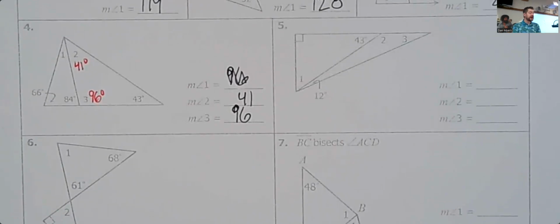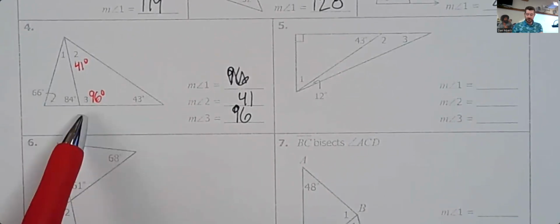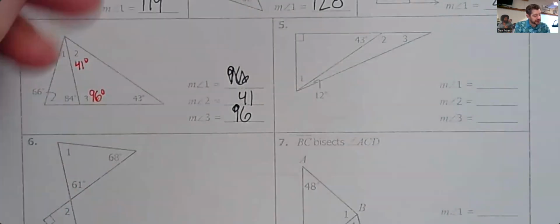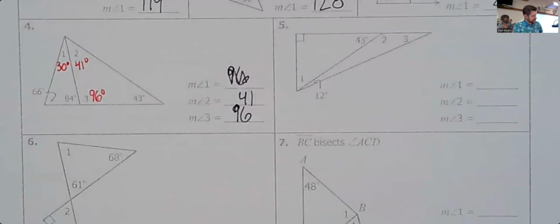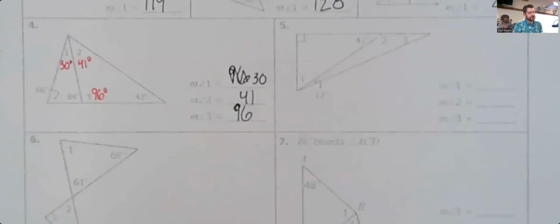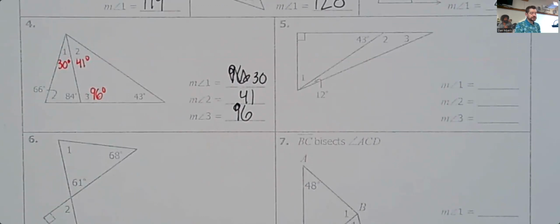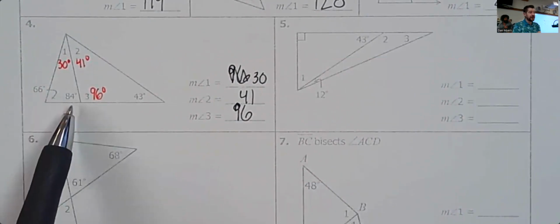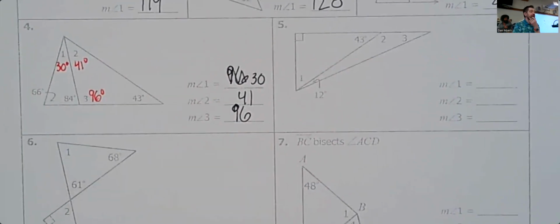And then we can do the same thing to figure out angle 1, but use 66 and 84 to take away from 180. So how many degrees is angle 1? 30. Good. Angle 1, 30 degrees. We did 180 and we took away the 66 and the 84 from it to get 30 there.